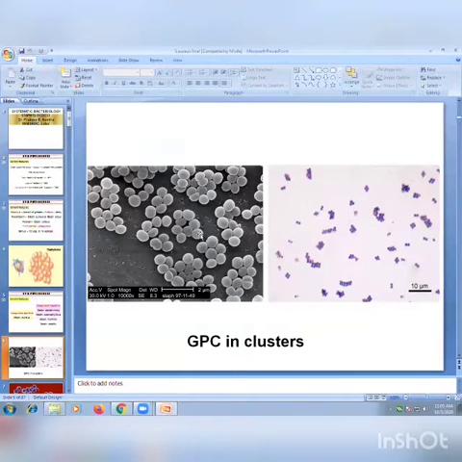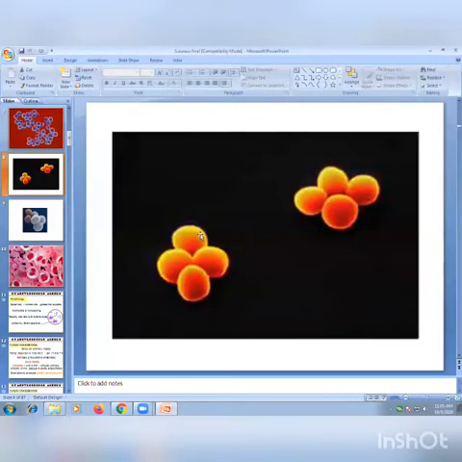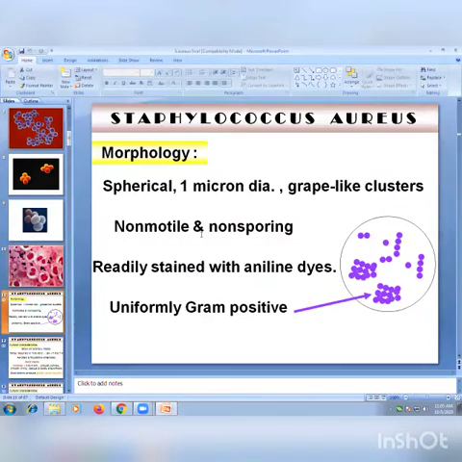These are pictures under the electron microscope, and this one is under the routine oil immersion lens, violet in color. You may also observe this under a compound microscope under 100x oil immersion lens. They are arranged in clusters. Cluster arrangement is a very important characteristic of staphylococci. This is another picture, so you observe this directly in the smear. They are arranged in clusters.